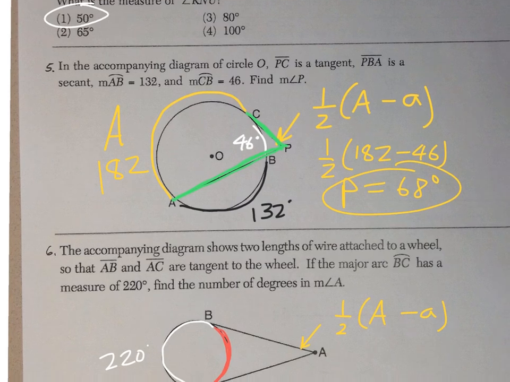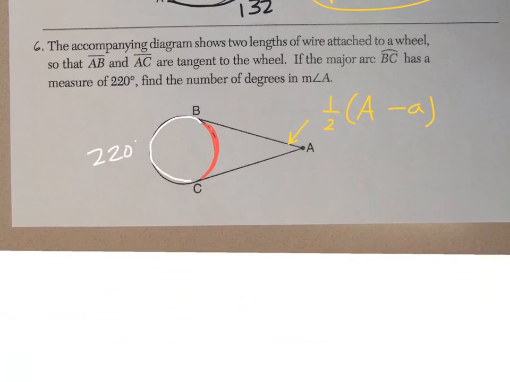And then question number 6. Again, it's using the fact that there's a total of 360 degrees all the way around. If we have 220, to complete the round trip of 360, we would need this red arc to be worth 140 degrees. And then, since we're looking for the exterior angle, it would be 220, take away the 140, divided by 2, which would be half of 80. So angle A would be worth 40 degrees.